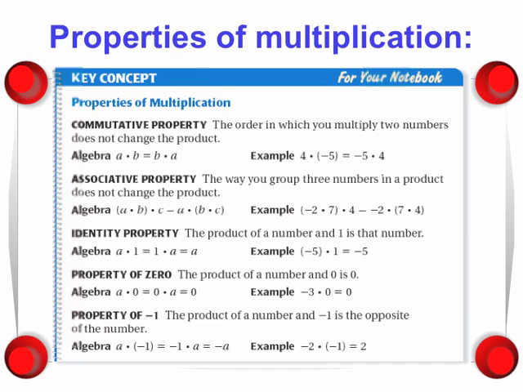We also studied the properties of multiplication. Multiplication was both commutative and associative. It had an identity property that says if we multiply a number by 1, we don't change that number. It had a 0 property, which says that if we multiply anything by 0, the answer we get is 0. And it had a property of -1 that says if we multiply a number by -1, we get the opposite of the number we started with.